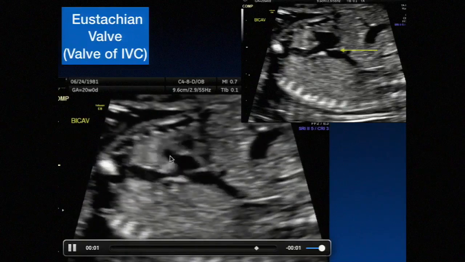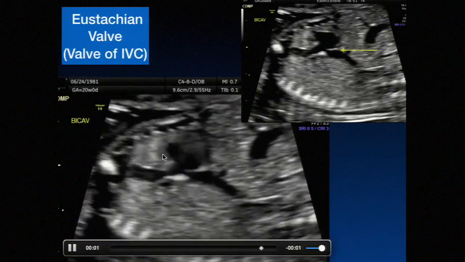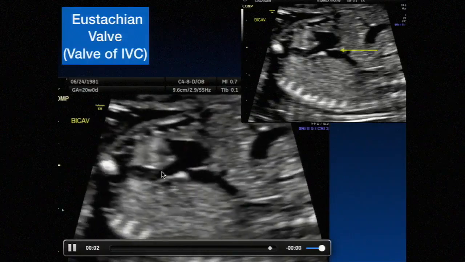We also, I think it was pointed out, can see the right atrial appendage in this view to confirm atrial morphology, so you can see that as well.